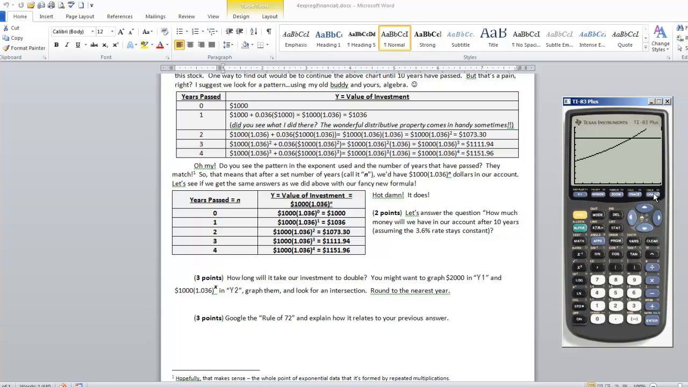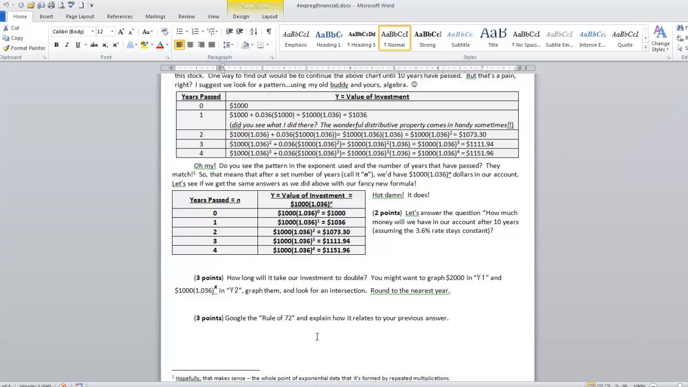Let's take a look at the graph here. Okay, there it is right there. There's my account value growing exponentially, and that right there is where they intersect. So let's do a second trace and intersect. Yes, yes, yes, and it looks like it's about 19.6, about 20 years. It will take about 20 years for your investment to double from $1,000 to $2,000. So that's that one. And then the very last one, I tell you to Google the rule of 72 and explain how it relates.